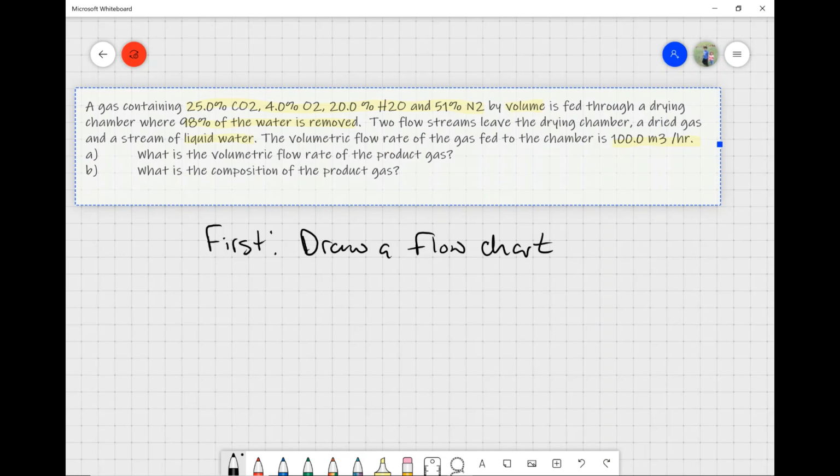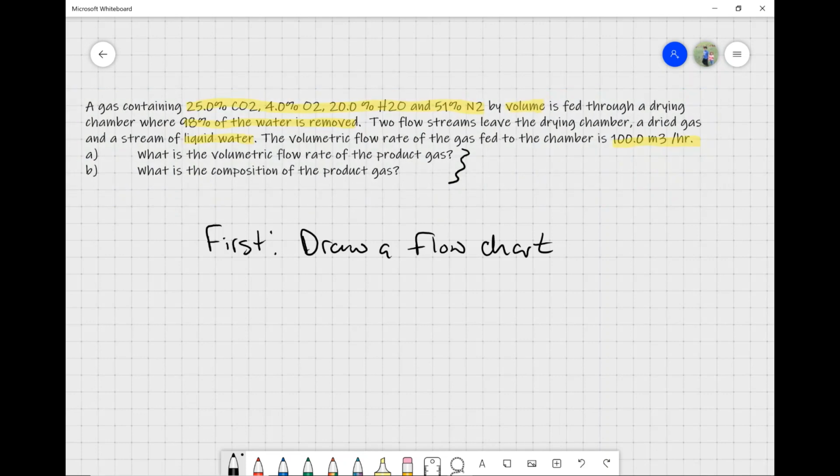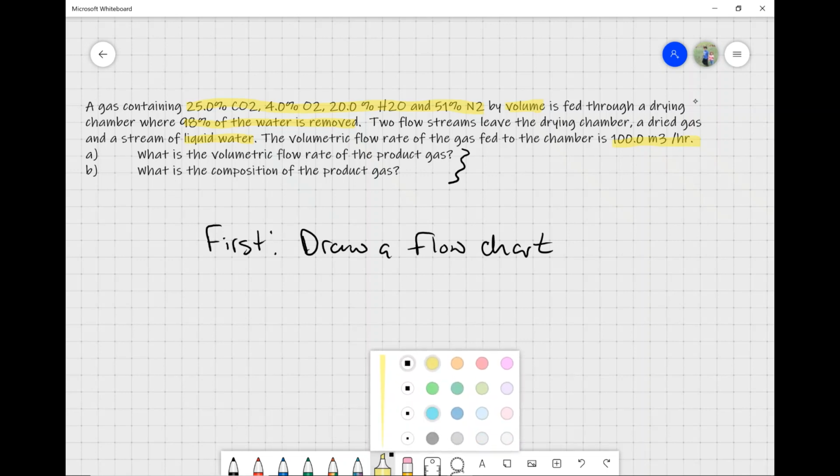And you know what? I didn't read what we're actually looking for. So before we get to the first thing, we should finish reading the problem, I think. A, what is the volumetric flow rate of the product gas? And B, what is the composition of the product gas? Okay, so these are the two things we want to know.